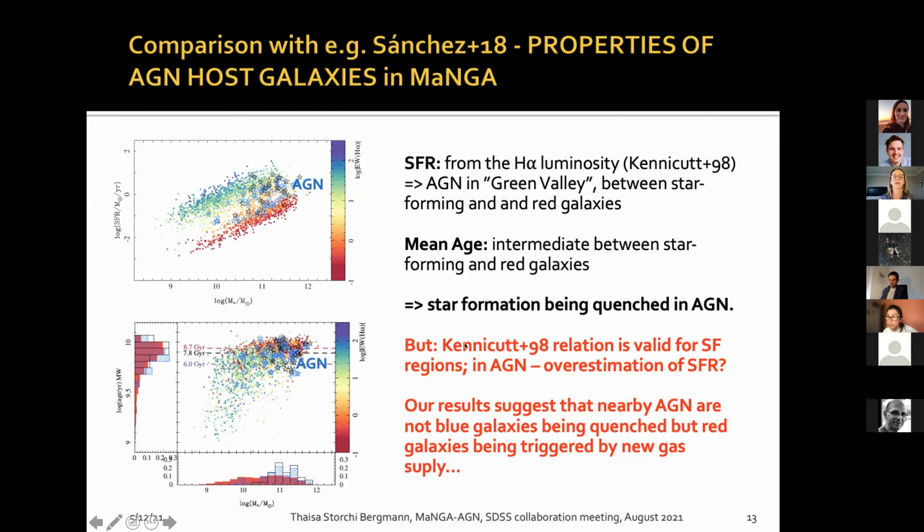So we have two observations here. The Kennicutt relation is valid for star forming regions, so in AGN, maybe it is overestimating the star formation rate because the gas is ionized by the AGN and not by stars. And our results, when we pair the galaxies, suggest that nearby AGN are not blue galaxies being quenched, but maybe red galaxies where the AGN is being triggered again by a new gas supply. So that is our possible interpretation for our results compared to these other studies.